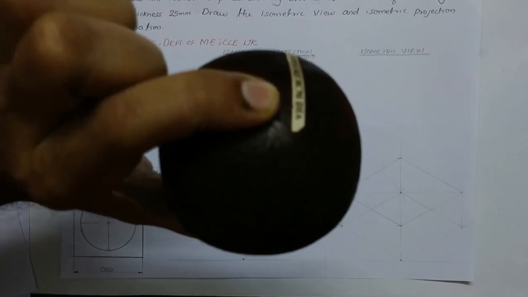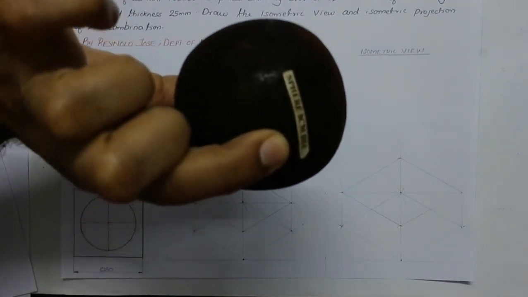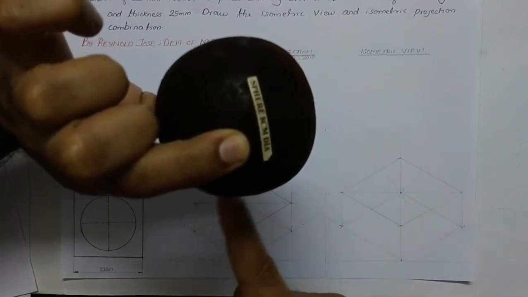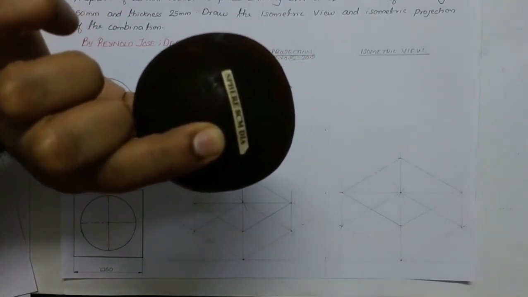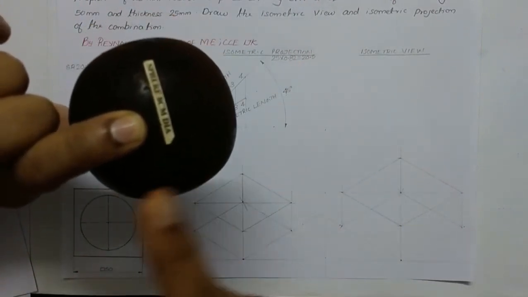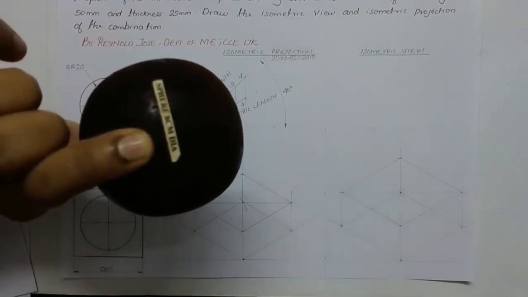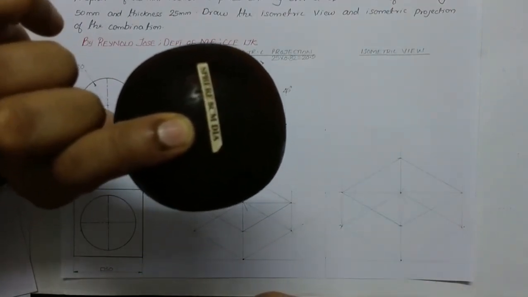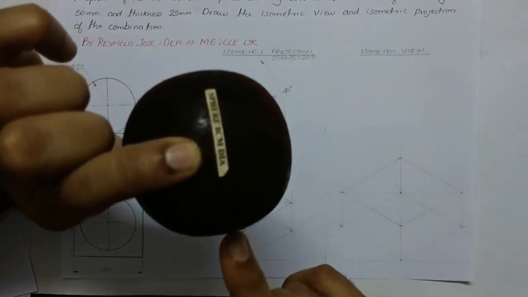In order to get the isometric position, you have to tilt the solid. So you will be tilting the solid, and when you are observing from the front, the front view of the sphere is again a circle. So when it comes to isometric projection, the front view of the sphere is again a circle. But does the circle have any length reduction? It won't have any sort of length reduction.